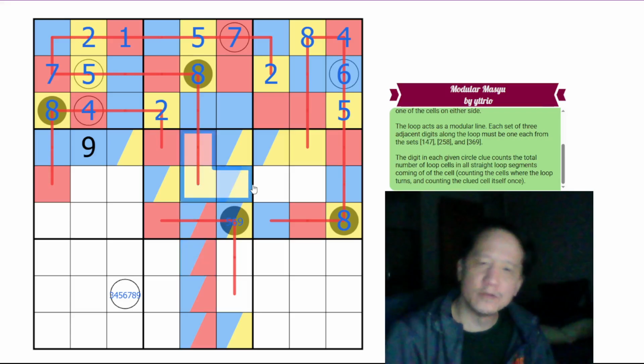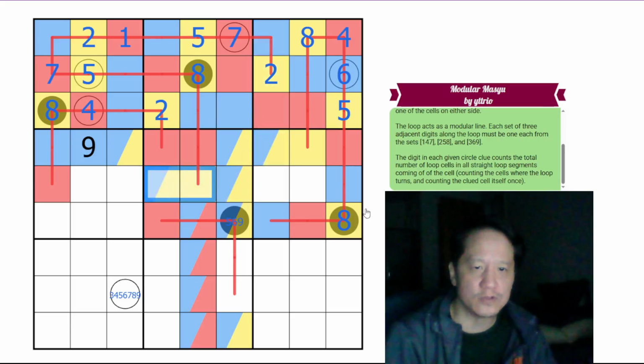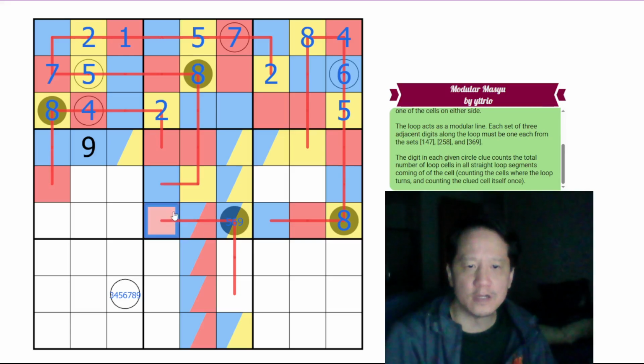You cannot go this way because it would either connect to here, which would form a closed loop here, or connect to here, which would block that cell from connecting to a loop, or connect here, which is a closed loop. So this has to go this way. So this is blue, not yellow. Cannot close there. Oh, it could be closed there. That actually could be fine. So this is blue.